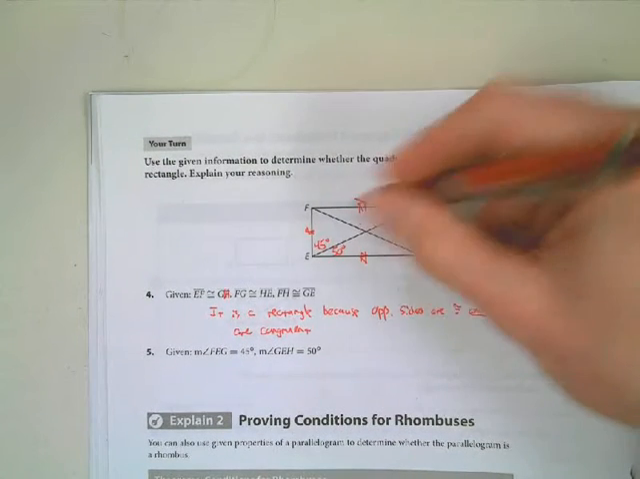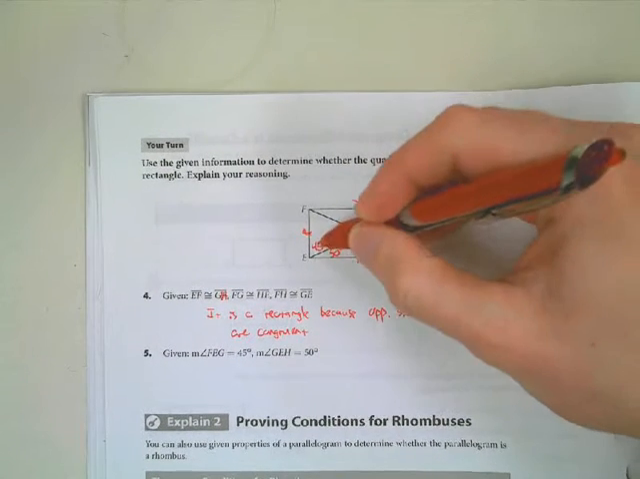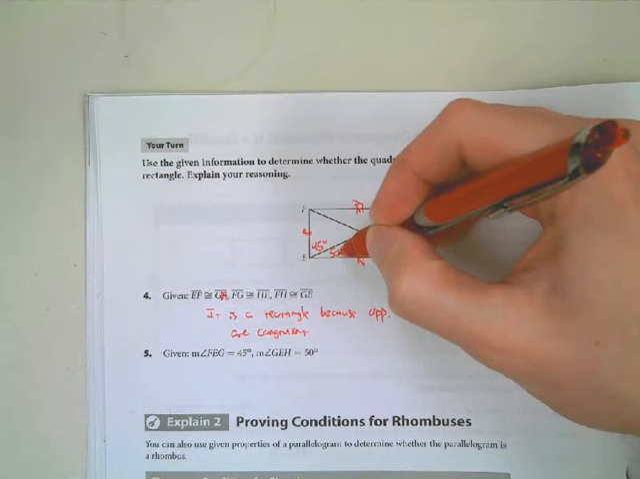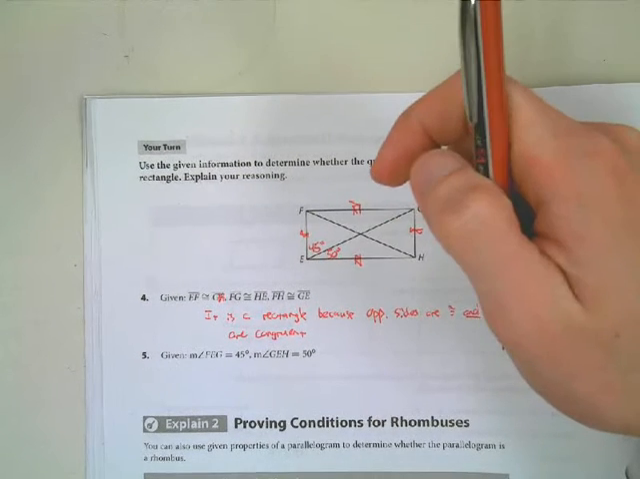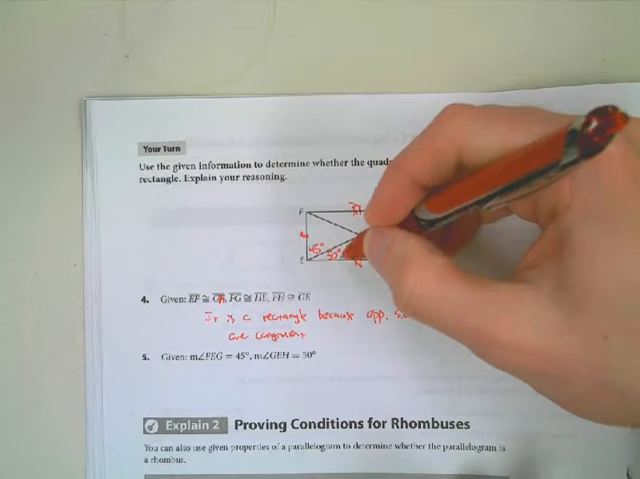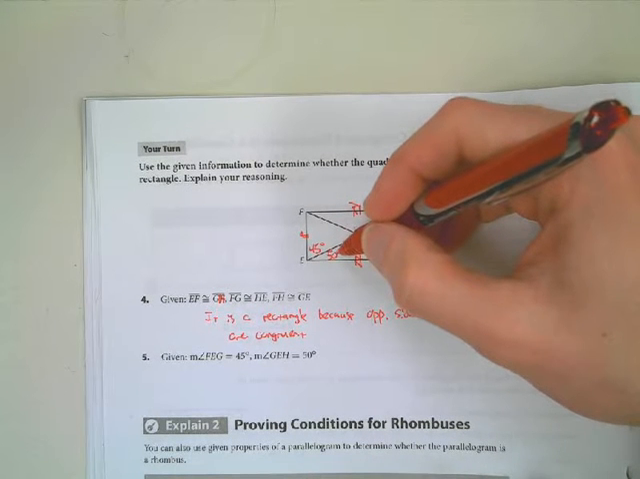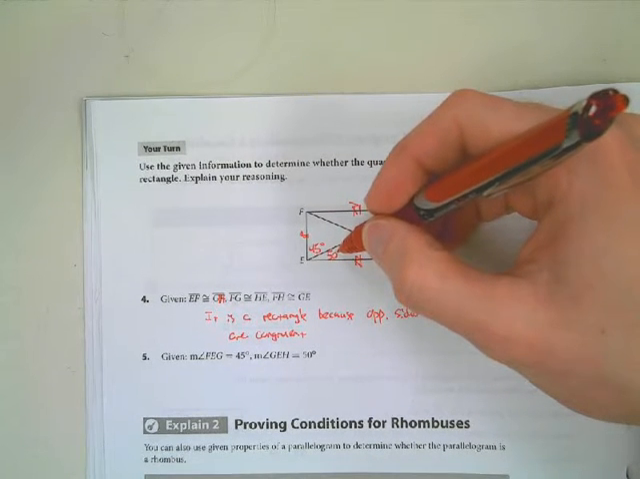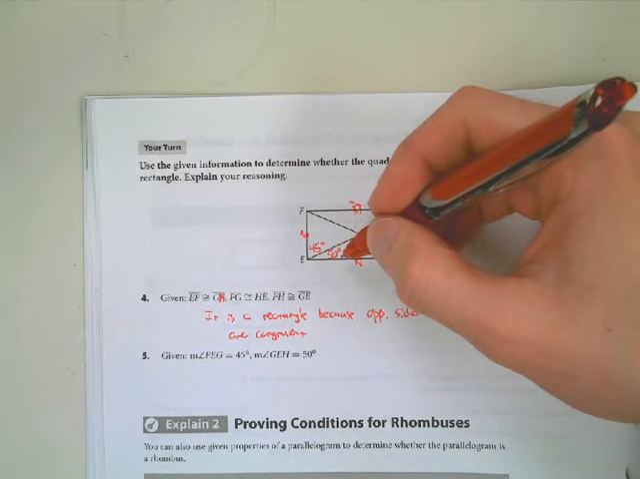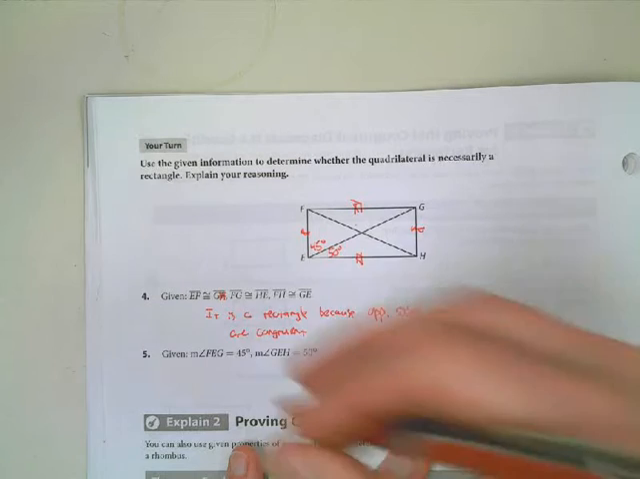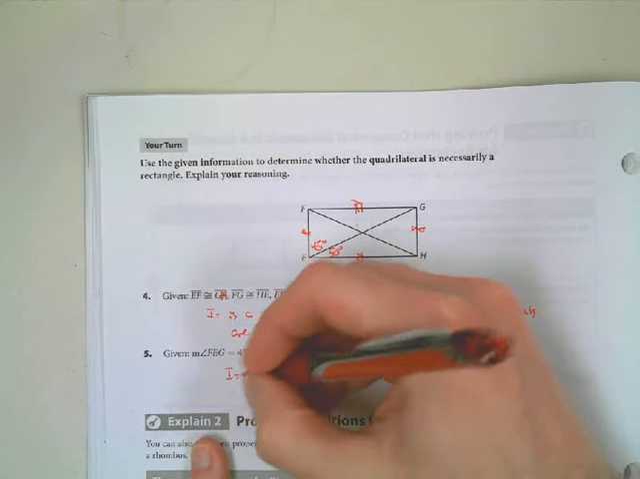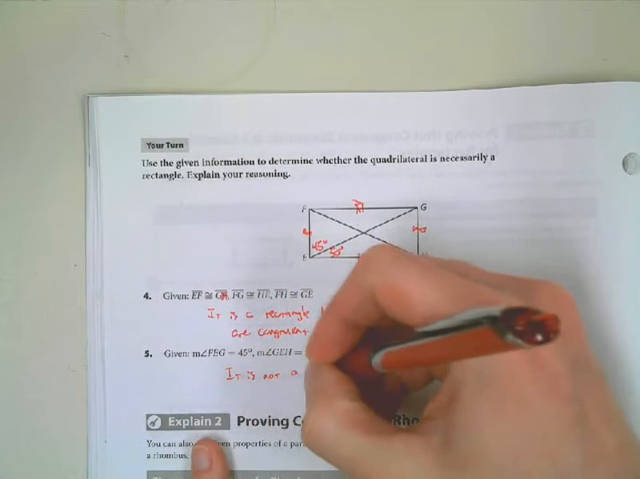Well, if FEG is 45 and this angle here is 50 degrees, that means this full angle here, FEH, is what kind of angle? Well, 45 plus 50 is 95 degrees. Can a rectangle have a 95 degree angle? And the answer is no. It is not a rectangle. Okay?